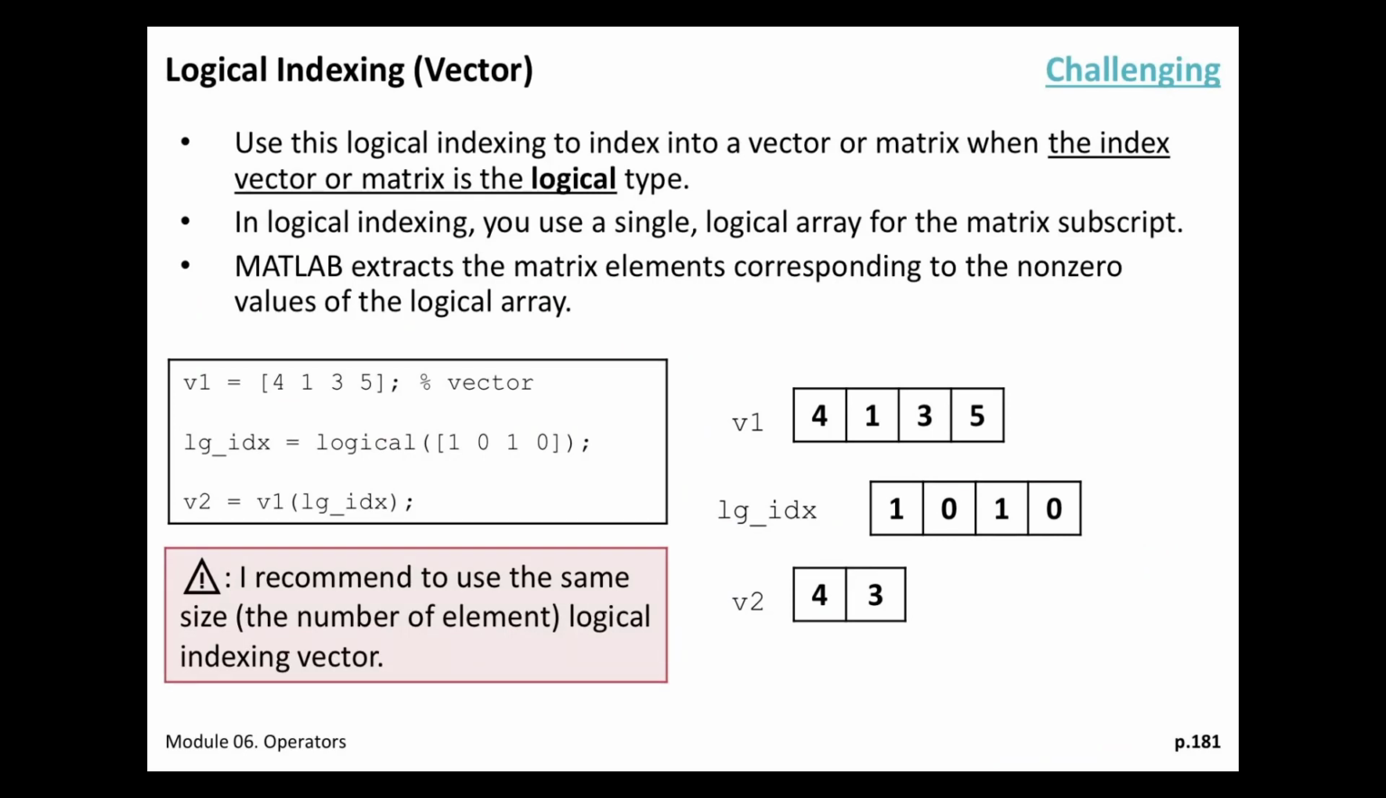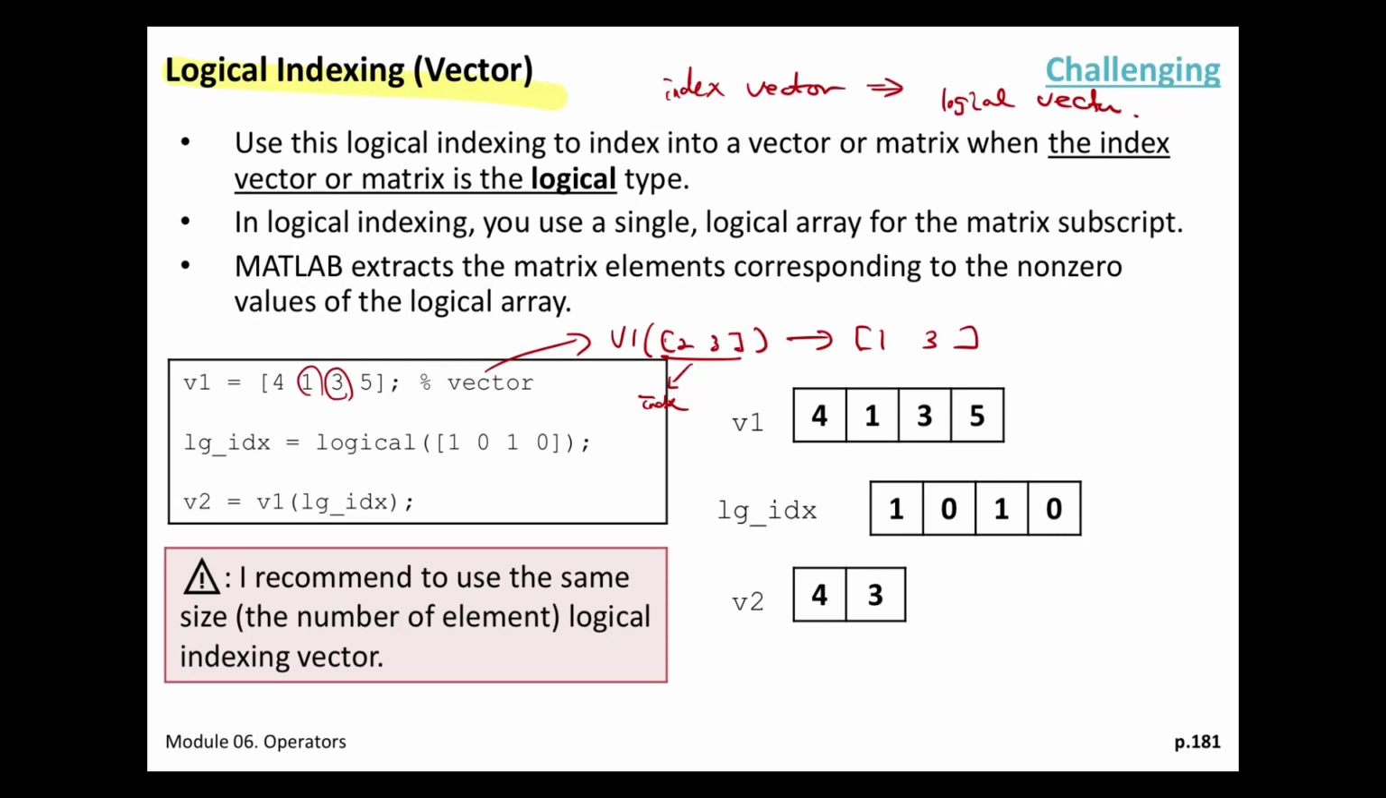We are going to learn about another indexing method, that is logical indexing. Logical indexing is to index an array using a logical vector. Okay, for instance, if we access the second and third element, we are using 2, 3, right? This is the index vector, right? It gives you 1, 3, right? In this case.